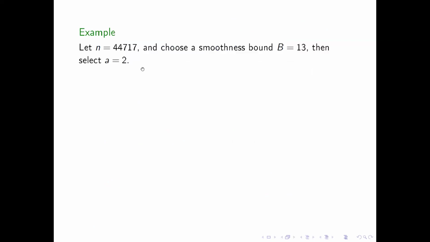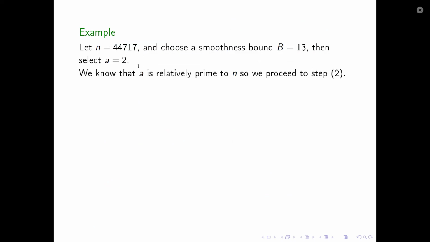So let's look at a number. And again, I'm not picking that massive number I started off with for factorization. That's not even fair. I can't write down all those steps. So n is 44,717. The smoothness bound is 13, and a is 2.